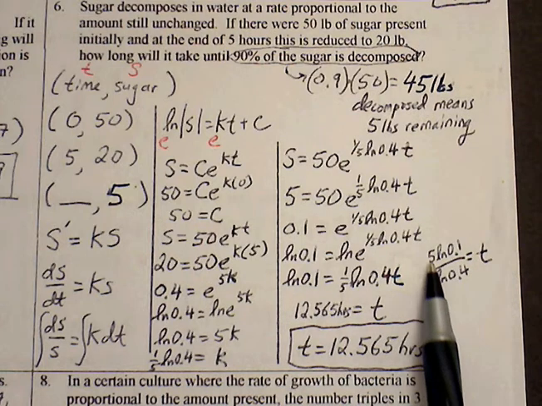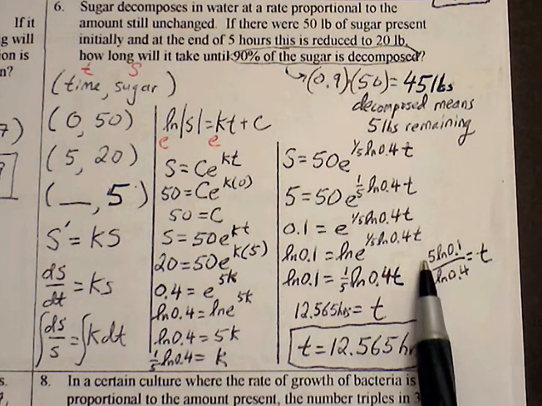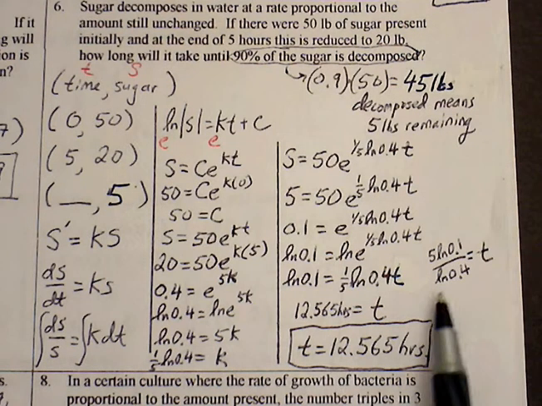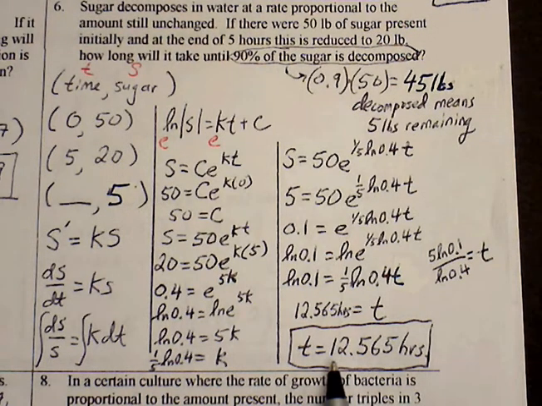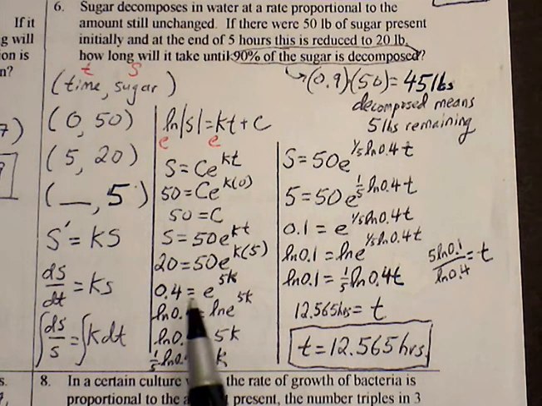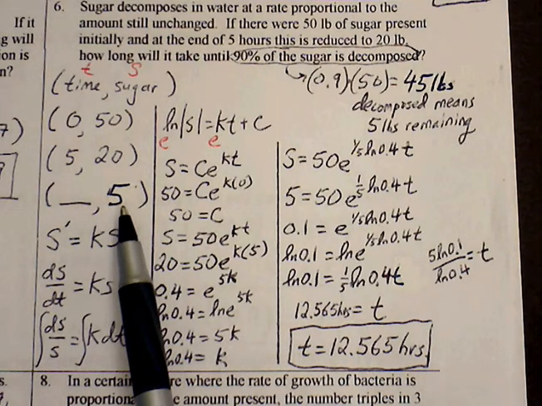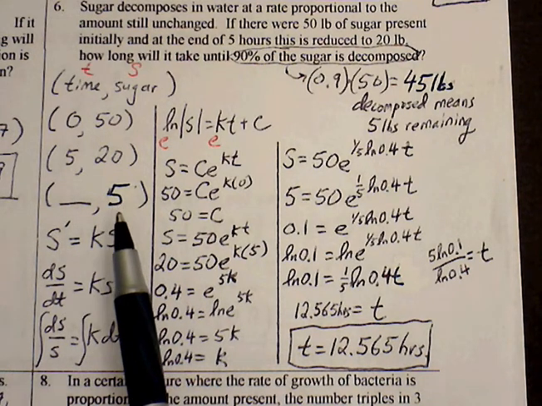So here is our specific expression, specific value for time. And we can plug this in our calculator, and this equates to roughly 12.565 hours. So roughly 12 and a half hours will pass before 5 pounds of sugar remains.